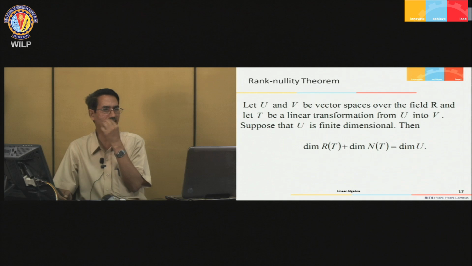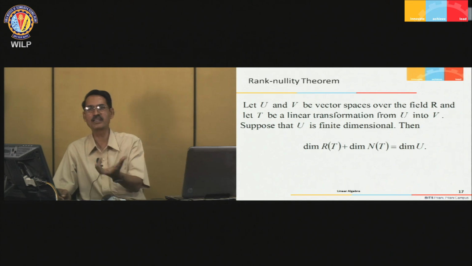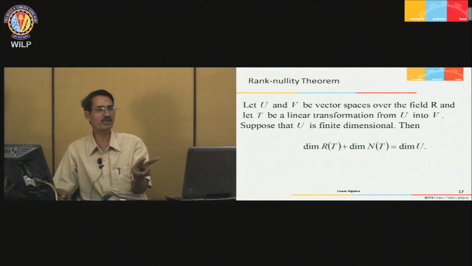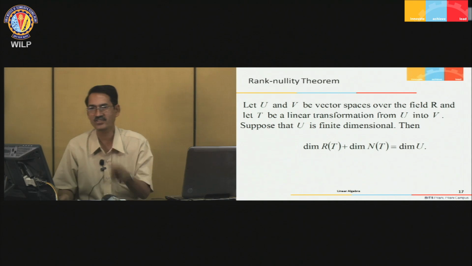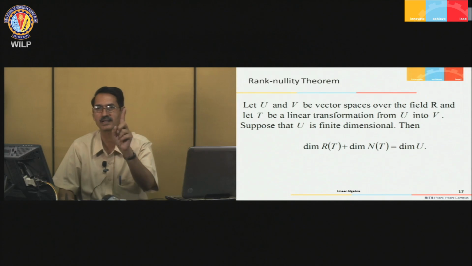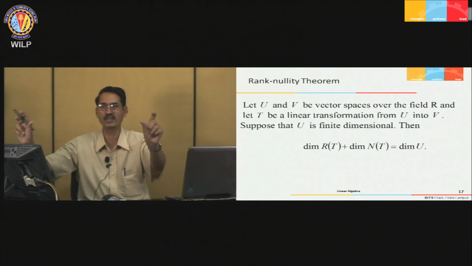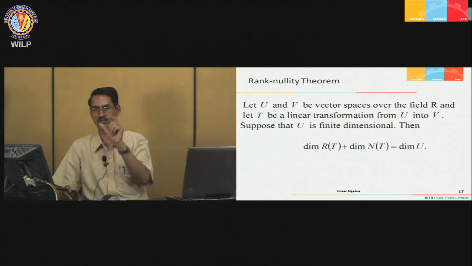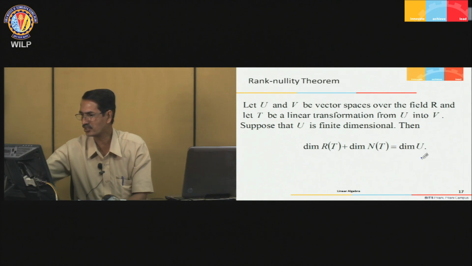And this result, then what is the relation between rank of a linear transformation and nullity of a linear transformation? This is given by the rank nullity theorem. The dimension of the range space of T plus the dimension of the null space of T is equal to the dimension of U. Remember here, U is the domain space, T is a linear transformation from U to V.